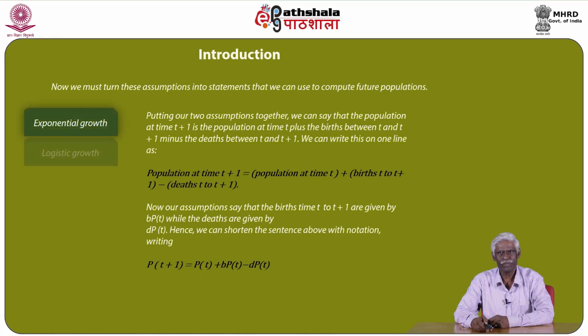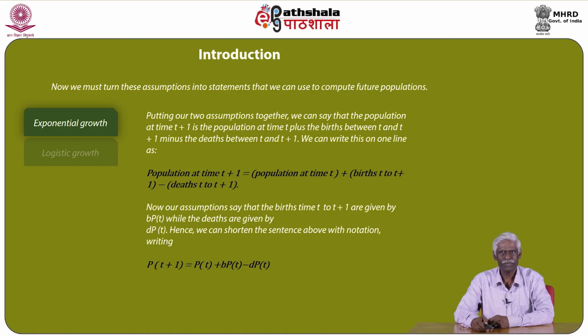Putting our two assumptions together, we can say that the population at time t plus 1 is the population at time t, plus the births between t and t plus 1, minus the deaths between t and t plus 1. We can write this on one line as population at time t plus 1 is equal to population at time t plus births t to t plus 1 minus deaths t to t plus 1.